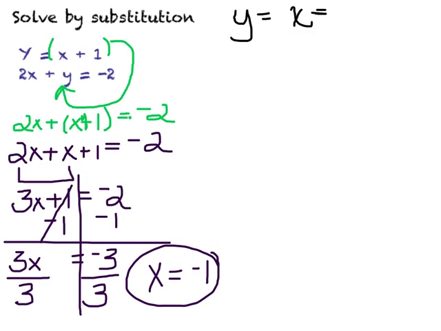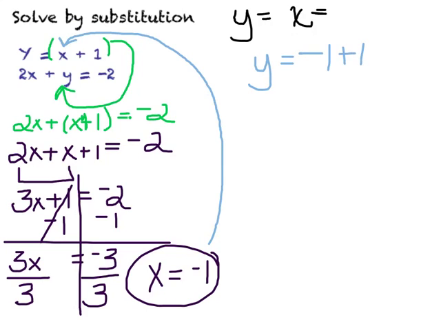Now that I have part of my answer, all I have to do is go ahead and plug that into another equation. So I'm going to pick the first one because it's already set up for y. And I'm going to plug it in. I'm going to solve for y. So I have y equals, instead of x, I'm going to plug in negative 1 plus 1, and that's super easy. Y equals 0. So those are my two answers.